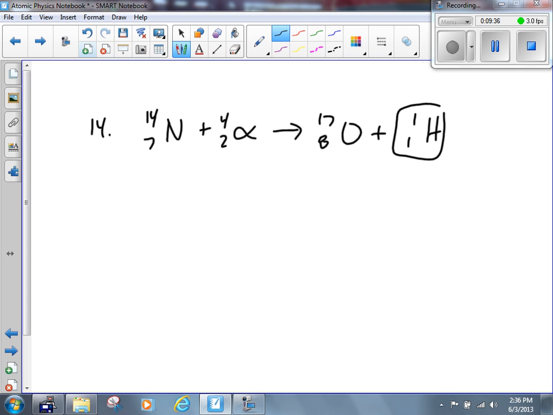We wouldn't call that alpha decay or beta decay. In fact, even if it was 4,2 alpha or 0 minus 1 beta, we still wouldn't call it alpha decay or beta decay. We'd still call it an artificial transmutation because we started off with two things on that left side.